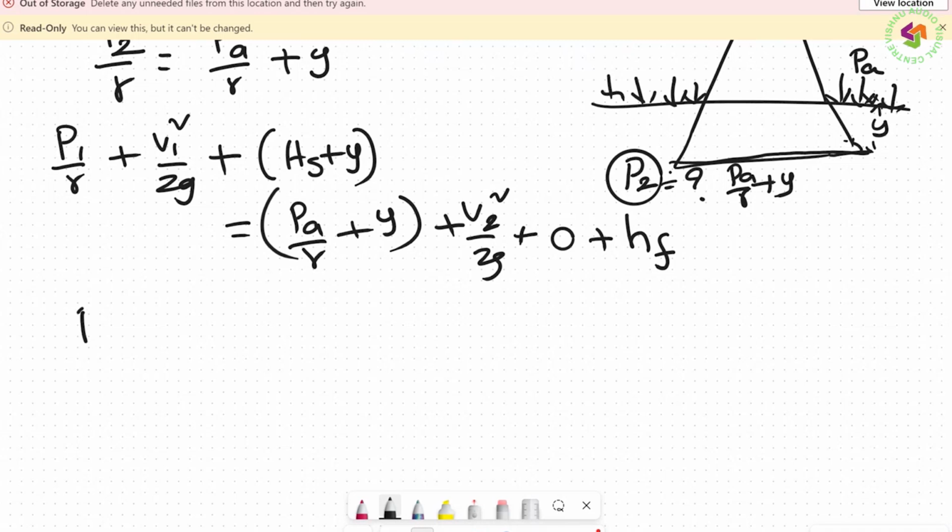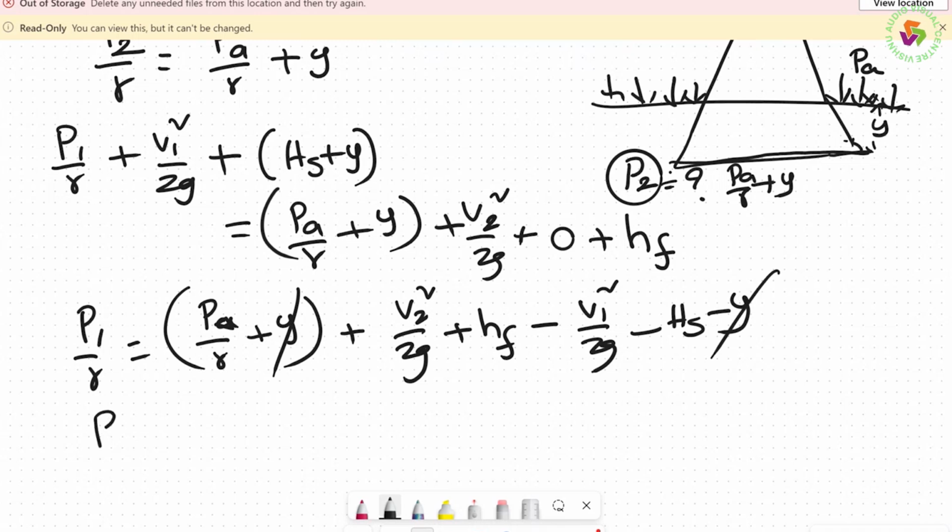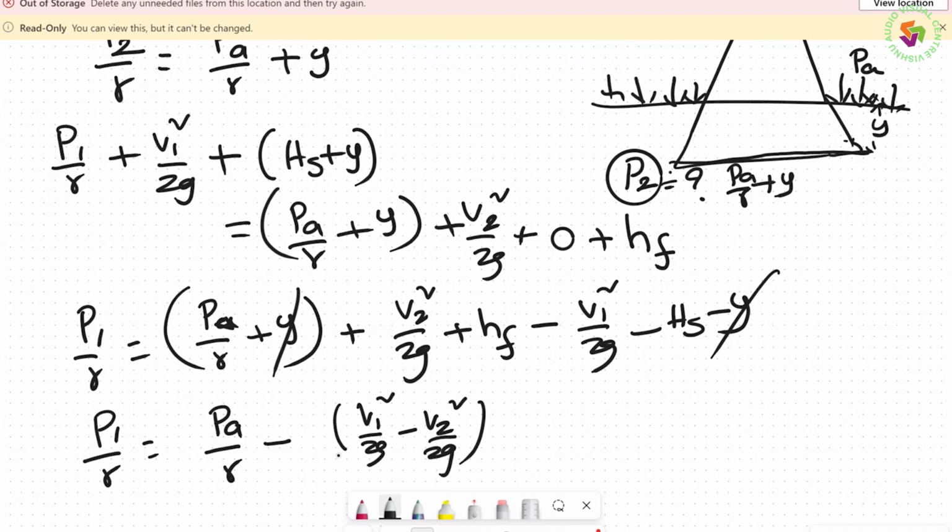P1 by gamma is equal to, if I take that to the other side, PA by gamma plus Y plus V2 squared by 2g plus HF minus V1 squared by 2g minus HS minus Y. So plus Y minus Y will cancel. So P1 by gamma is equal to PA by gamma minus V1 squared by 2g minus V2 squared by 2g.